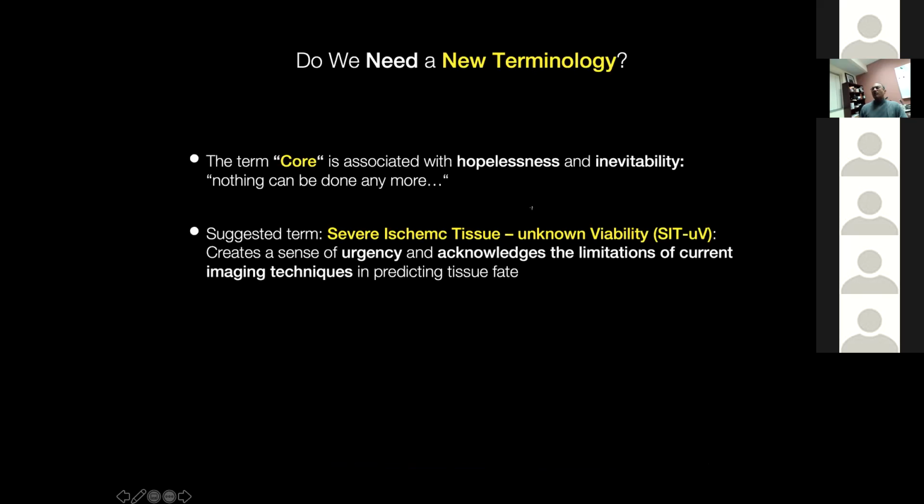So why do I think that we need to get rid of the term core? The point of core is it's associated with a sense of hopelessness and inevitability. Nothing can be done anymore. And that is why we suggested this term, SIT-UV, severe ischemic tissue of unknown viability. It creates a sense of urgency. It acknowledges the limitations of our current imaging techniques and our current knowledge. It forces us to come up with another term, which is defining the idea of core better.